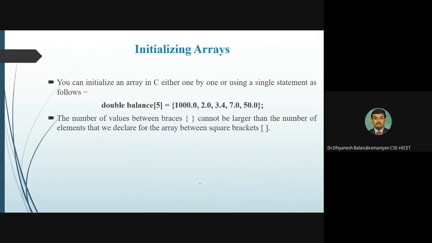Next, how to initialize the array. We can initialize in two manners. One is while writing the program, at that time we can initialize our values. So here is one example: double balance[5] = {1000.0, 2.0, 3.4, 7.0, 50.0}. These are the values for balance of 5. These values are enclosed with curly braces, not by parentheses, and the size is enclosed with the square brackets.